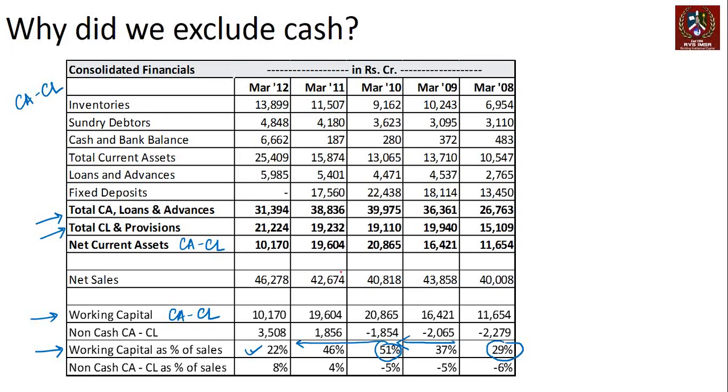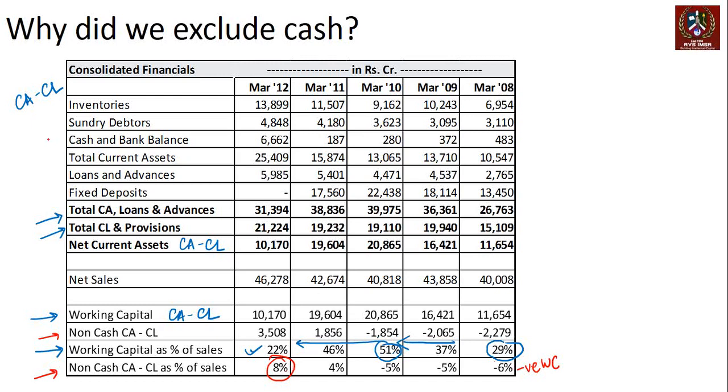Now let's try and do the same analysis removing cash, right? So we also calculate non-cash CA minus CL. That value comes here. We find that what was essentially negative working capital for the firm, this is non-cash CA minus CL as percentage of sales, has become positive. Now that can't be good because this we have read is a negative flag for the company, negative working capital becoming positive. So what is happening?